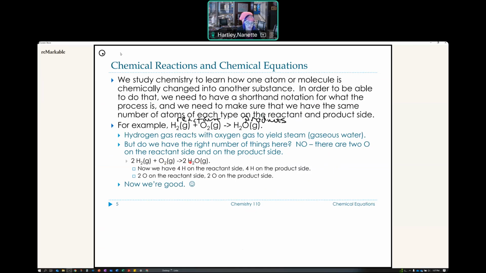But now I've screwed up the number of hydrogens. So now I have 2 times those 2, that's 4. So now I have to have 2 over here. So now I have 4 hydrogens on my reactant side and 4 on my product side, and 2 oxygens on the reactant side and 2 oxygens on the product side. And now I'm okay.